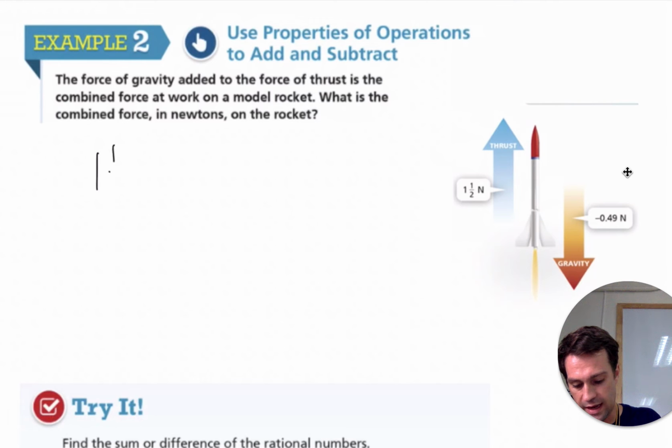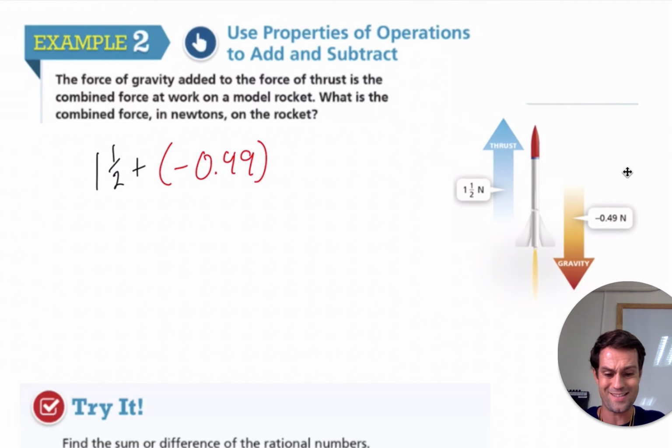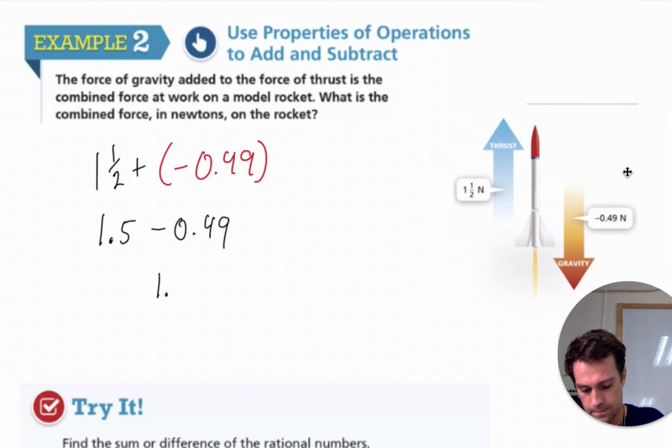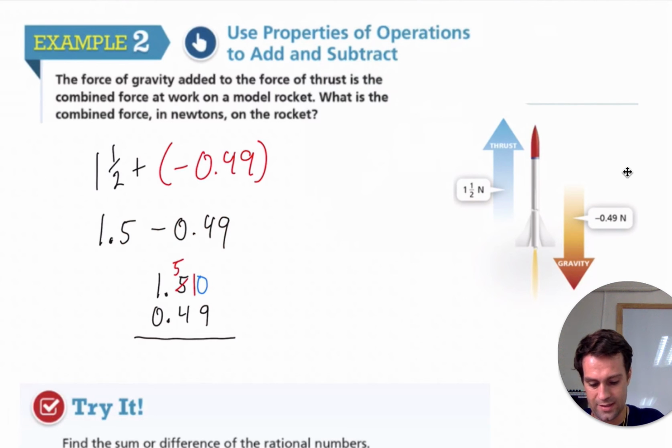We have 1 and 1/2 plus -0.49. And I'm using a different color because 0.49 is a negative number. So let's convert 1 and 1/2 into a decimal, since we can easily see that is 1.5 minus 0.49. So to subtract these two decimals from each other, we want to line the decimals up. 0.49. Okay? There is a 0 here, 0.50. So to do this, we are going to cross 5 out. Bring the 1 over. 10 minus 9 is 1. 5 minus 4 is 1.